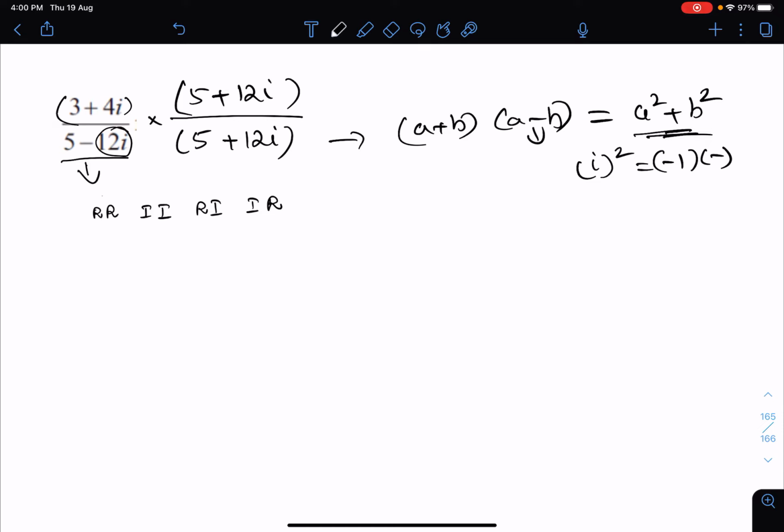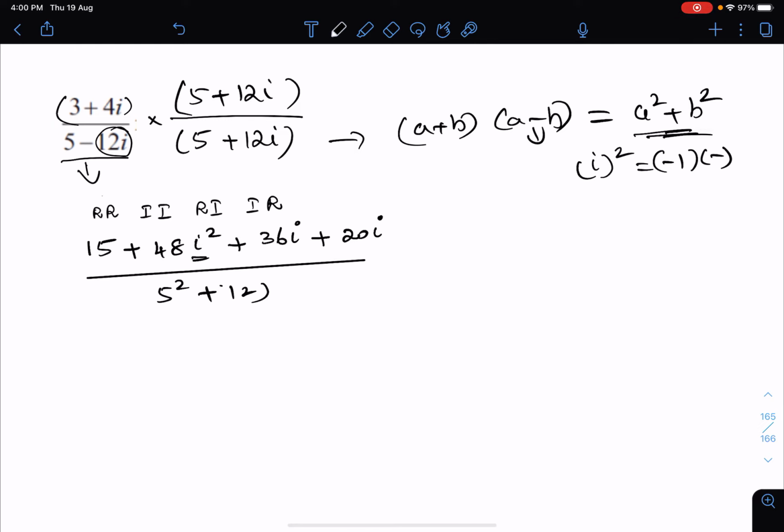So 3 + 4i, this one and this one. Our first real part into real part is going to be 3 into 5, which gives you 15, and then plus imaginary into imaginary, 4 into 12, which gives you 48i square, and the next one real into imaginary is 3 into 12i, which gives you 36i, and the next one plus 4i into 5 gives you 20i, and this i square is going to give you minus 1. And I will write the denominator as 5 square plus 12 square.